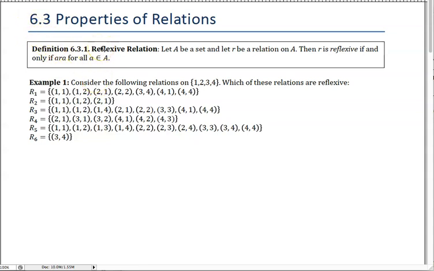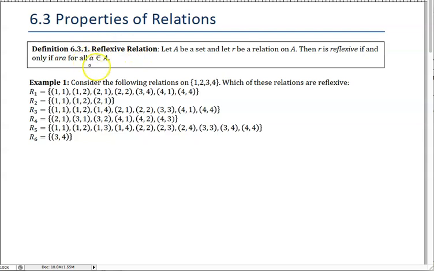Hello, this is section 6.3, and now we're going to start looking at some properties of relations. The last couple of sections were just the definition of what a relation is, the definition of composition, and how to represent them. The main way we saw to represent them is with digraphs, directed graphs. There are other ways that we're going to look at, but let's now look at some properties.